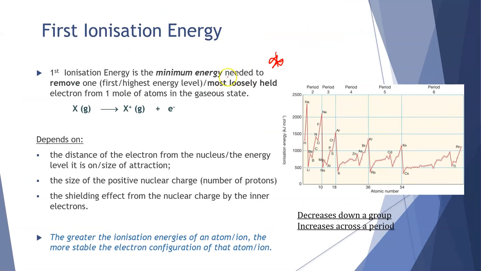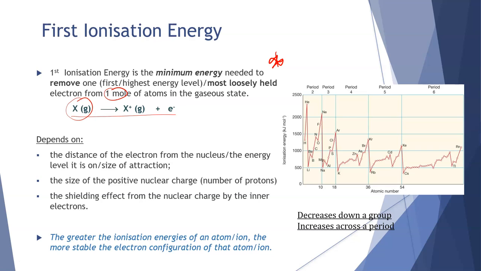It's the minimum energy needed to remove the first electron from the valence shell. This is when the atom is in a gaseous state, its highest energy state. So it's the minimum energy required to remove the most loosely held electron from 1 mole of atoms in the gaseous state. We haven't learned what the mole is yet, but essentially that is a fixed number of atoms. And it can be shown by this equation here. That is, a neutral gaseous atom loses 1 electron, becoming a positive ion.